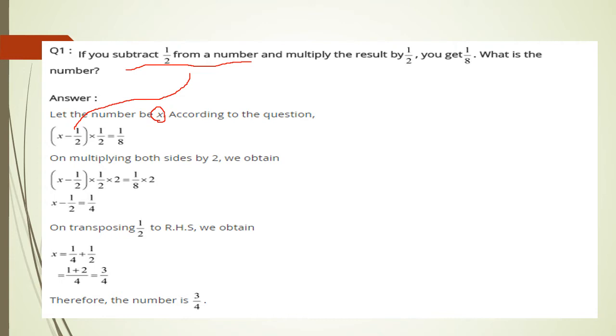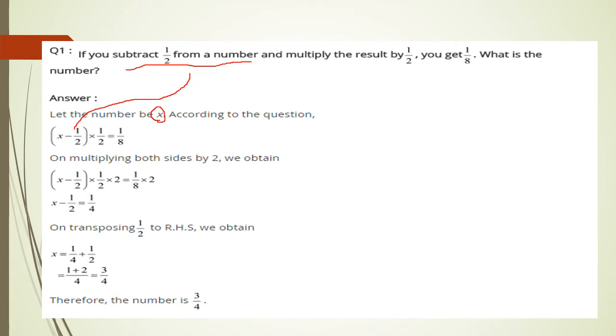So one side of the equation is x minus 1 by 2 into 1 by 2. Then you get 1 by 8. They said you get 1 by 8, so that is equal to 1 by 8. Children, now the equation becomes x minus 1 by 2 into 1 by 2 equals 1 by 8.